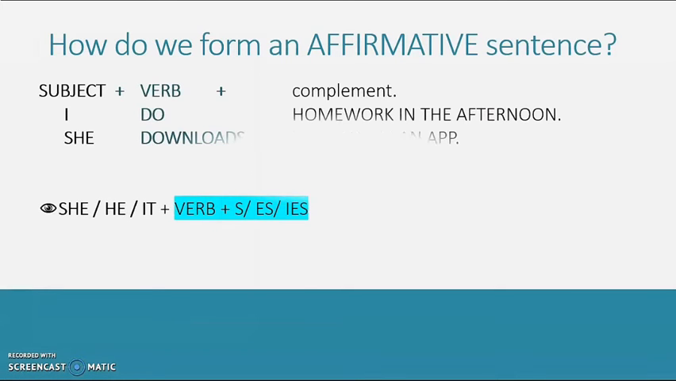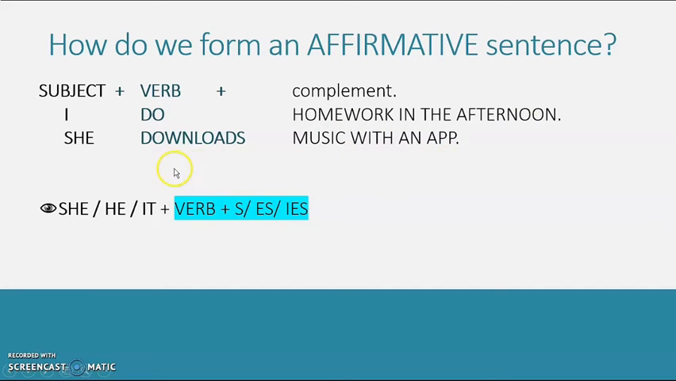How do we form an affirmative sentence? Affirmative sentences always start with the subject. Then we have the main verb. And then we have the complement. For example, I do homework in the afternoon. She downloads music with an app.